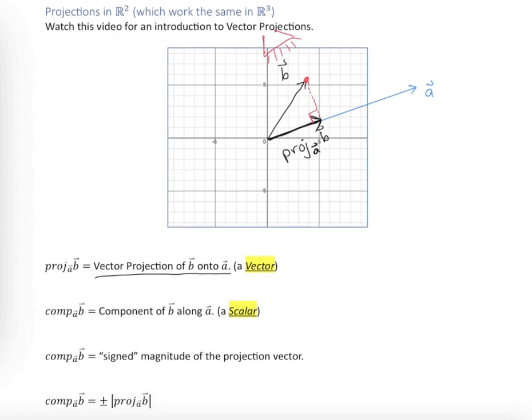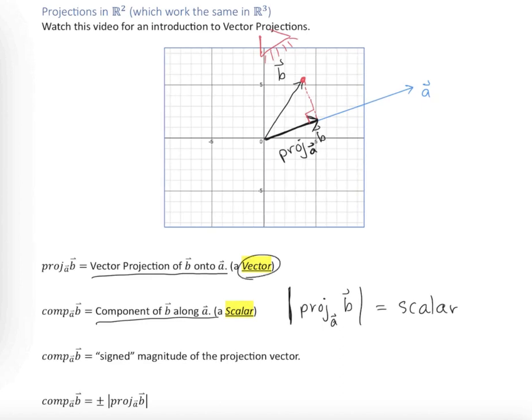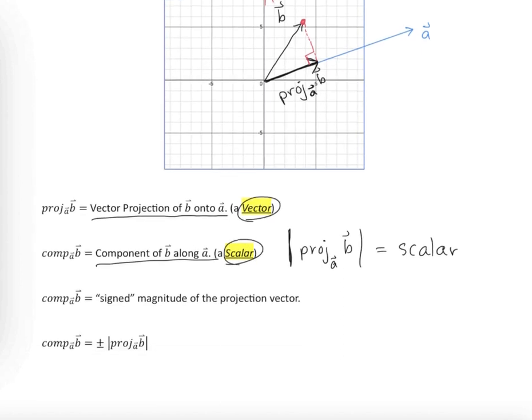Now, the component of B along A is basically the magnitude of that projection vector. The component is going to be a scalar quantity, not a vector, and the component is simply the magnitude of the projection vector. The projection vector is a vector, but the component is a scalar. The component is actually a signed magnitude of the projection vector, meaning that the component of B along A can be positive or negative, which kind of goes against what we were thinking in trigonometry.